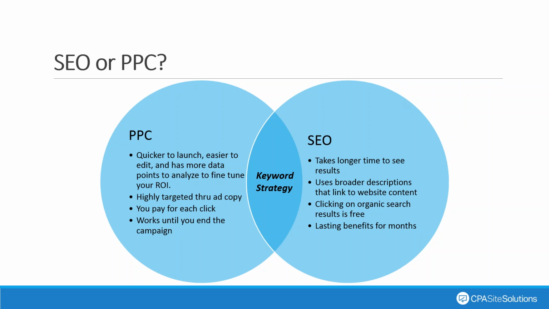However, it uses broader descriptions that link to really relevant website content. So think about pay-per-click as highly targeted, pinpointed advertising, and search engine optimization as much more broad-based advertising. For search engine optimization, you don't have to pay for clicks. And the benefits of search engine optimization last for months, so you're not having to worry about regularly optimizing campaigns and paying for each click that you have.